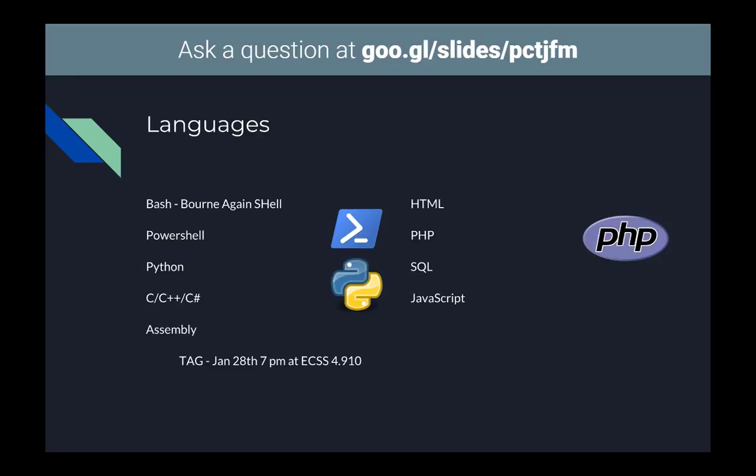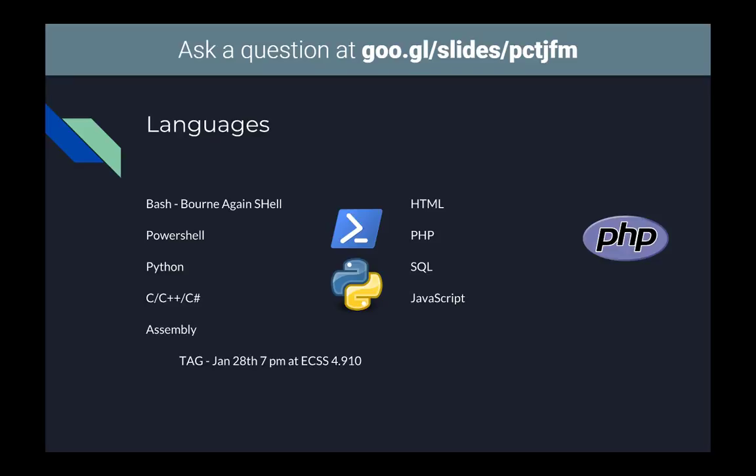Then you have C, C++, and C#. Those, of course, get compiled, and are kind of interchangeable based on what the operating system has. Of course, C# is Windows, but Mac and Linux can run that as well.